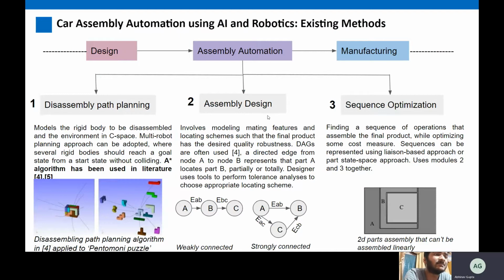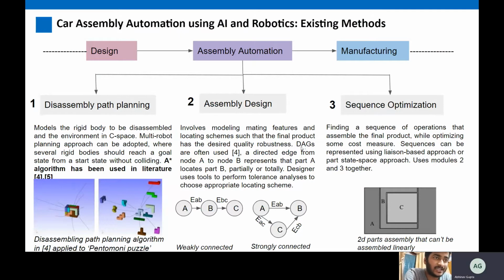The next process is assembly design. Assembly design involves modeling mating features and locating schemes such that the final product has the desired quality robustness. So basically, the way in which we do assembly can alter the desired quality of our entire assembly, because different manufacturing methods can yield different quality results.